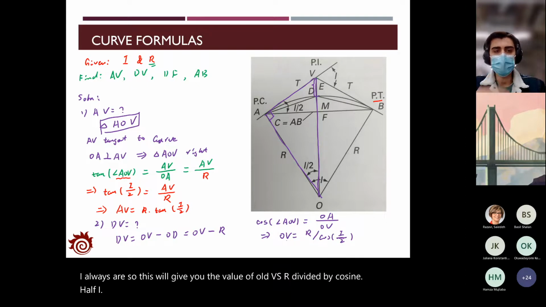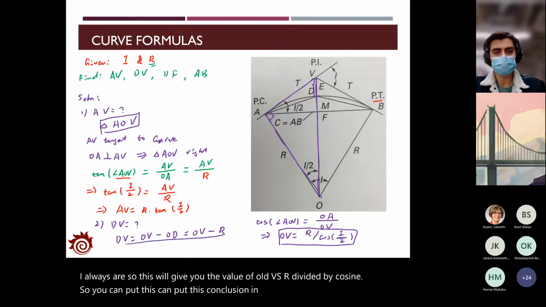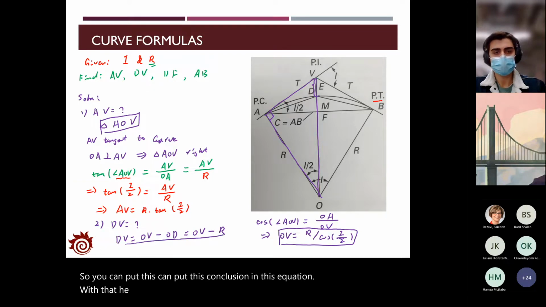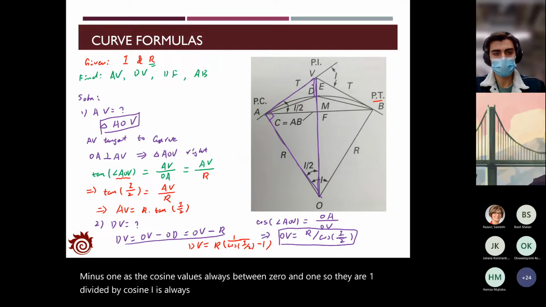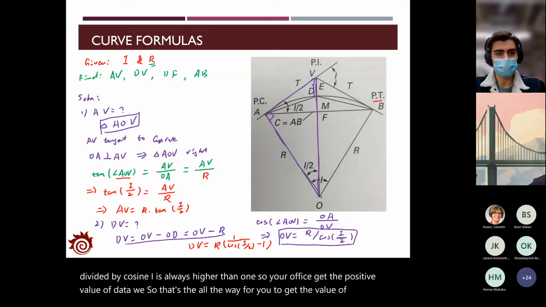So you can put this conclusion in this equation. With that, you get the value of D to V as R times (1 divided by cosine half I minus 1). As the cosine value is always between 0 and 1, 1 divided by cosine half I is always higher than 1. So you will always get a positive value of D to V. So that's the way to get the distance from D to V.